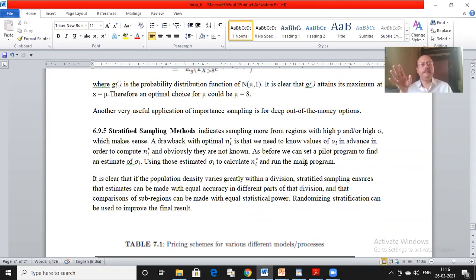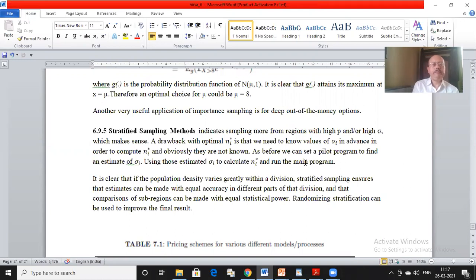The drawback with that is I cannot ever observe the optimal n_i stars. So n_i stars are my optimal sample sizes for the i-th stratum. But I can never observe the optimal n_i star because then I would need to know sigma_i in advance. And obviously sigma_i's are not known. So all I can do is estimate sigma_i from some pilot sample or maybe from other related information. And then using the estimated sigma_i, we can get a good approximation for n_i star. That is how the stratified sampling method works.